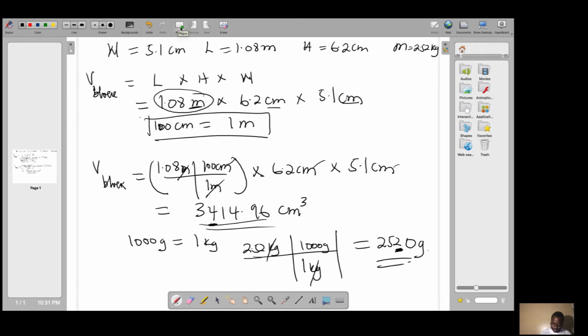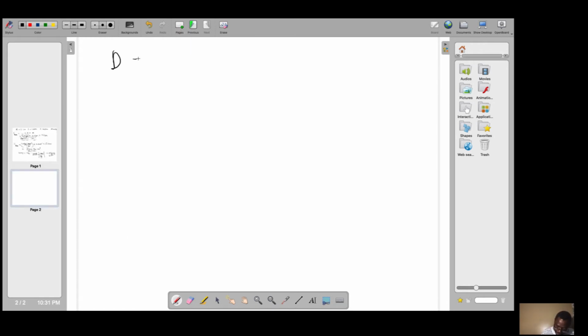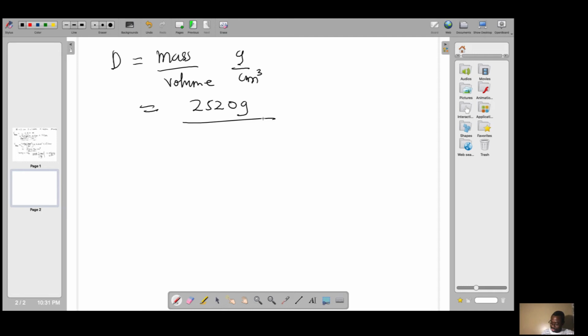Okay, so density, as we recall, is given by mass divided by volume. I want to report density in grams, so I want to report mass in grams and volume in cubic centimeters. Okay, so let's put in our value. So the mass is giving us 2520 grams divided by our volume, which is 3414.96 cubic centimeters.